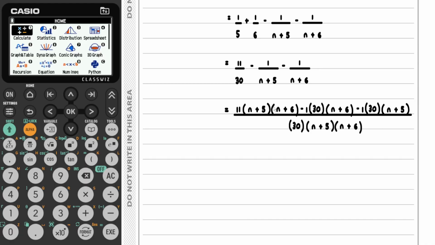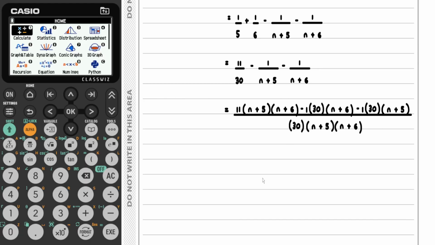11(n+5)(n+6) over 30(n+5)(n+6) will give me the 11 over 30. Negative 1 times 30(n+6) over 30(n+5)(n+6) will give me negative 1 over n+5. And negative 1 times 30(n+5) over 30(n+5)(n+6) will give me negative 1 over n+6.